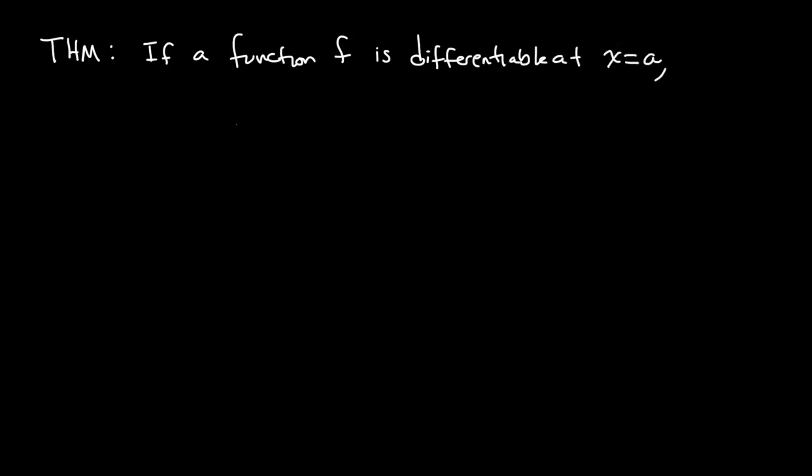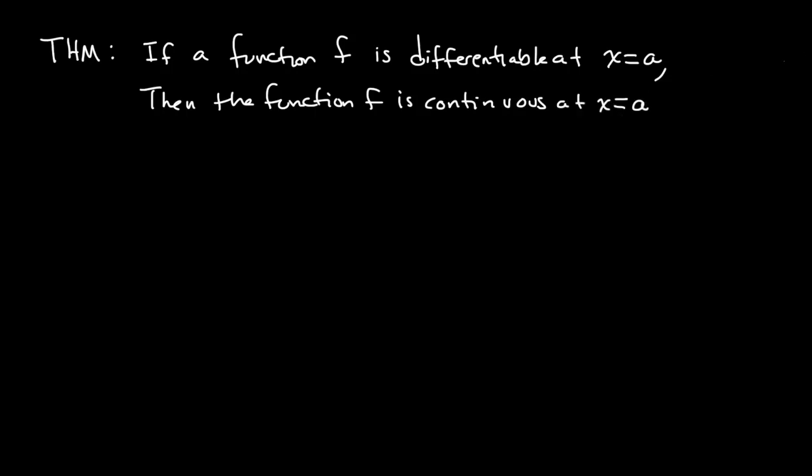So here goes a very important theorem. If a function f is differentiable at x equals a, then it is true that the function f is continuous at x equals a. That's going to be our proof.